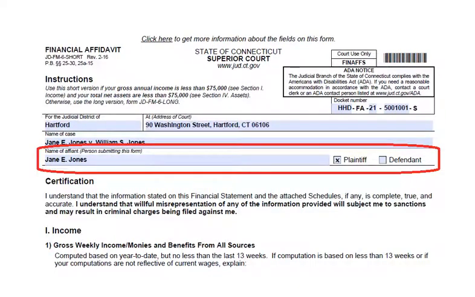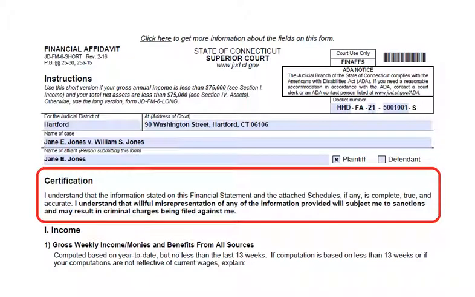In the box labeled Name of Affiant, type your name. Be sure to use your full legal name. For example, if your name is William, type William, not Bill. Next to your name, check the plaintiff box if you are the plaintiff in the case, or the defendant box if you are the defendant.